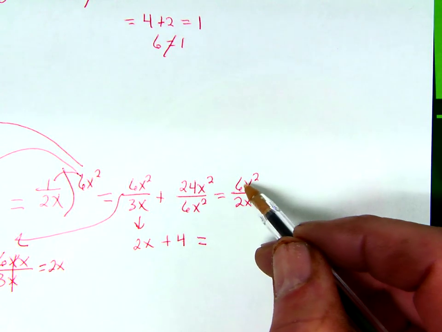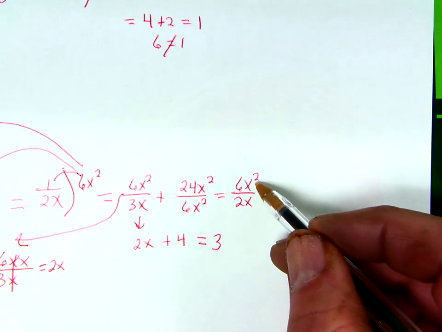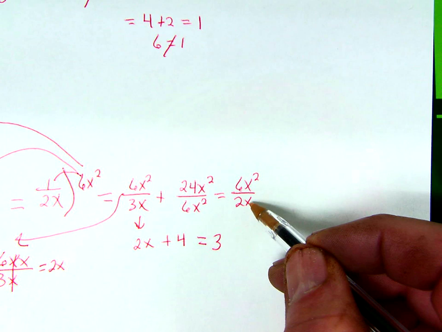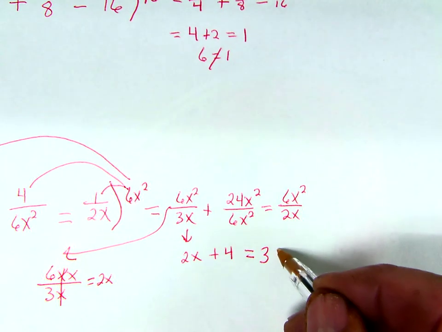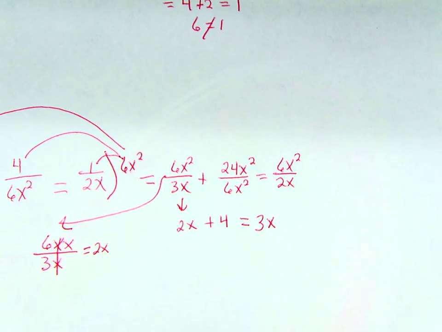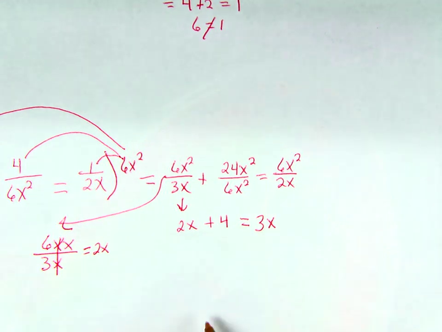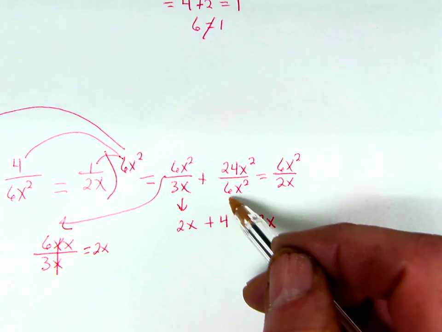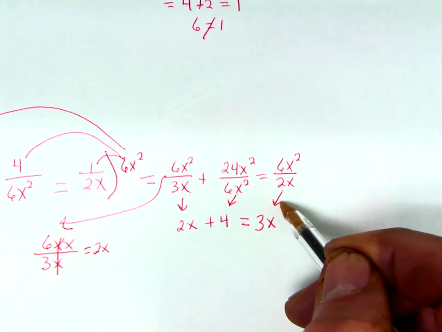Now over here, 6 divided by 2 is 3. X squared divided by x is just x. Now, look at this pretty thing. Woo! Man, you work your whole life long to see things that look like this, and here it is.